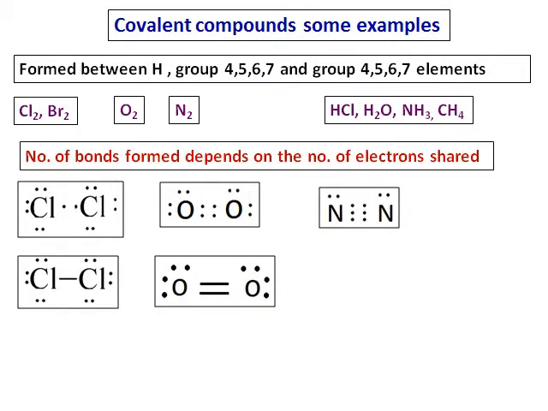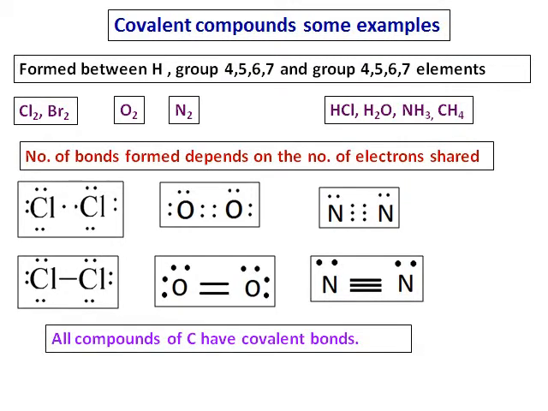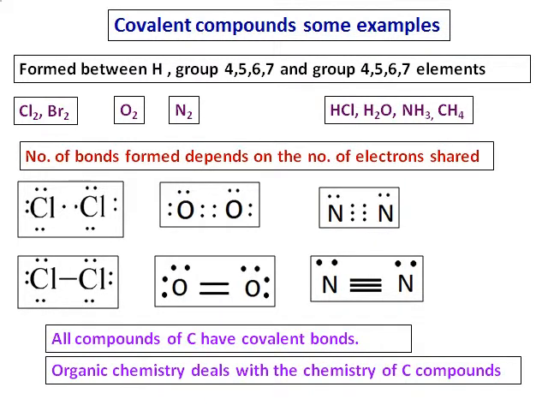In the case of nitrogen, which has 5 outer electrons, in order to complete the octet it needs 3 more electrons. Therefore each nitrogen shares 3 electrons, and hence there are 3 pairs of electrons between the 2 nitrogens, and a triple bond is formed. So the point to be noted is, each bond means 2 electrons. And all the compounds of carbon form covalent bonds, and compounds of carbon have a special chemistry allotted to them, which we call organic chemistry.